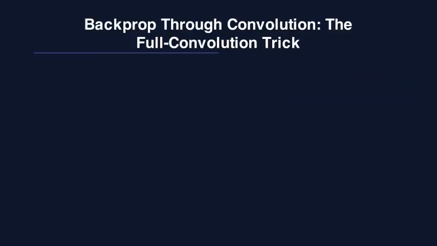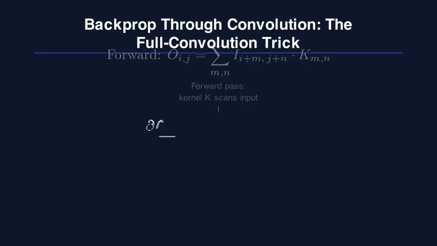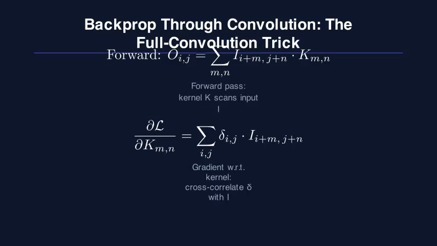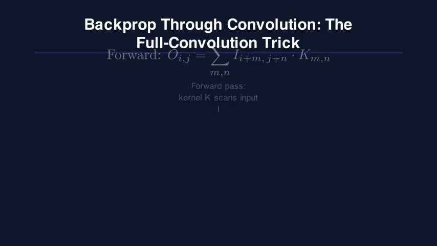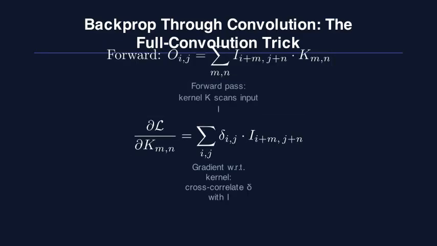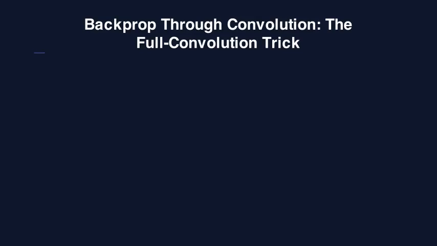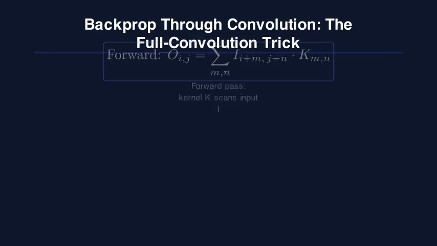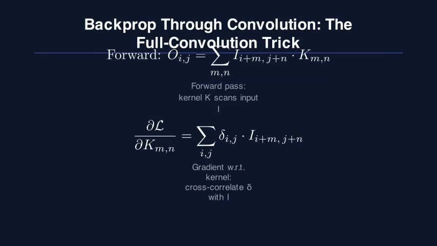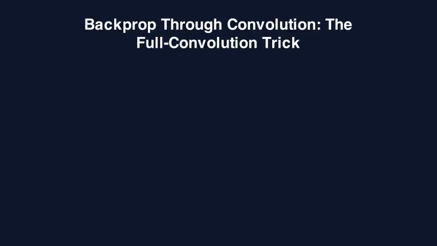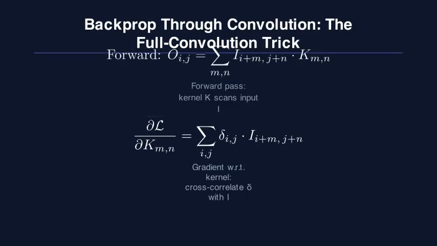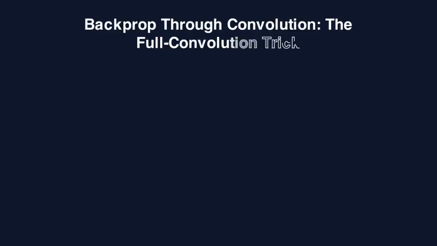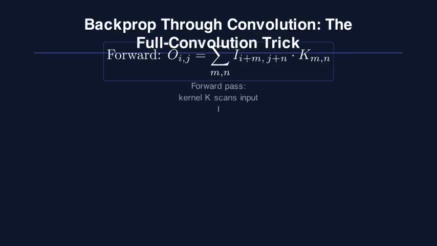The backward pass through a convolution layer has a beautiful symmetry. The gradient with respect to the kernel weights is computed by cross-correlating the incoming error signal delta with the original input. The gradient with respect to the input, which must be passed further back, is computed by convolving delta with the kernel rotated 180 degrees. This is called a full convolution because it requires padding. In other words, the backward pass through a convolution is itself a convolution, the same hardware-efficient operation in both directions.